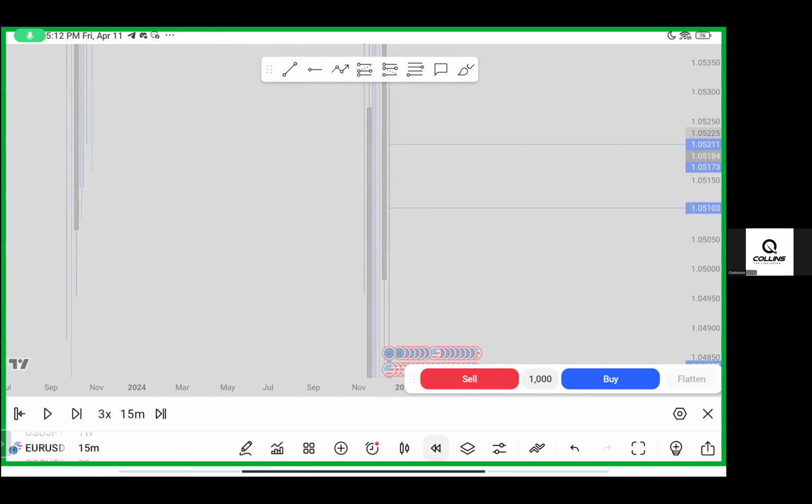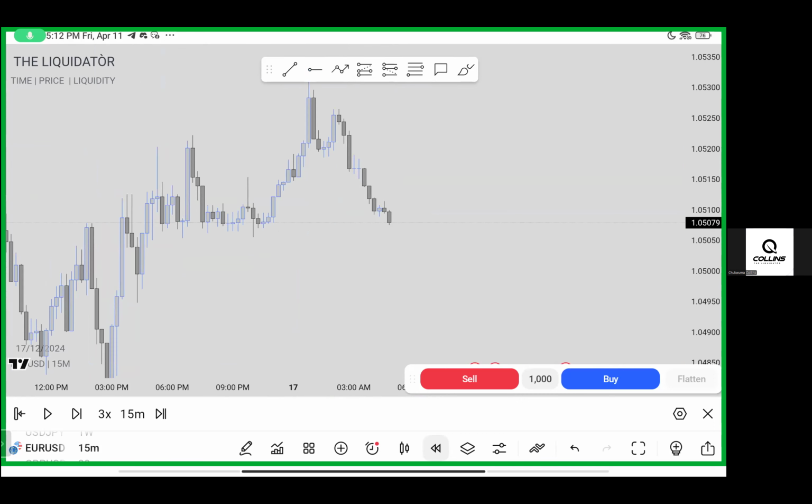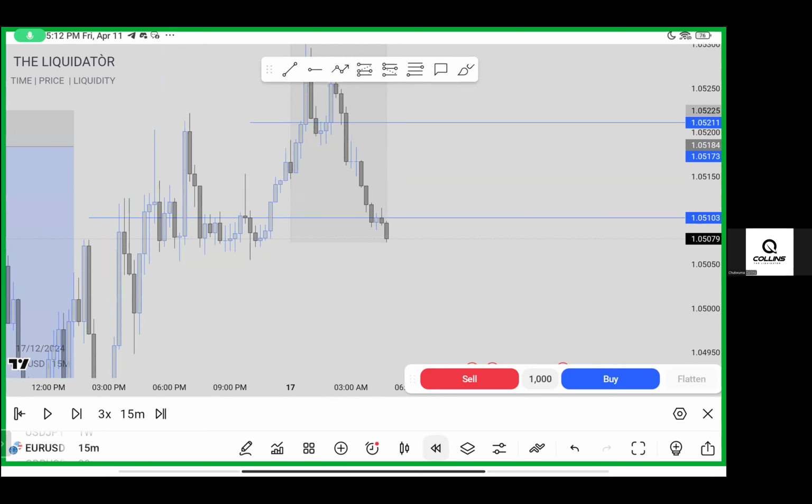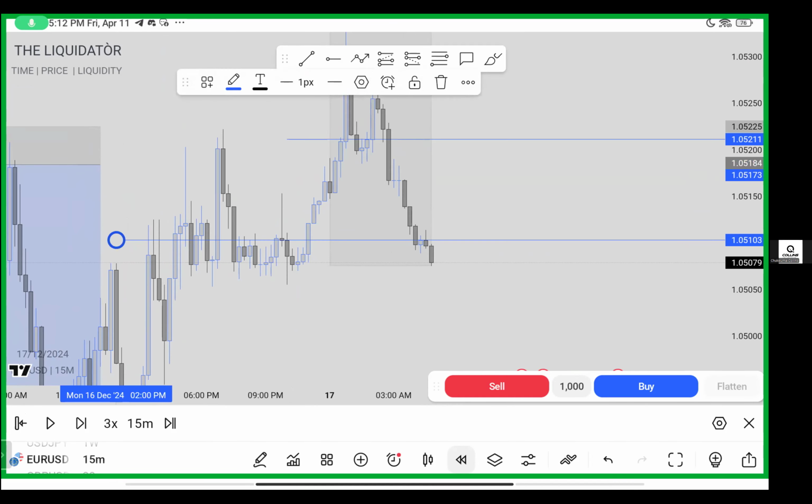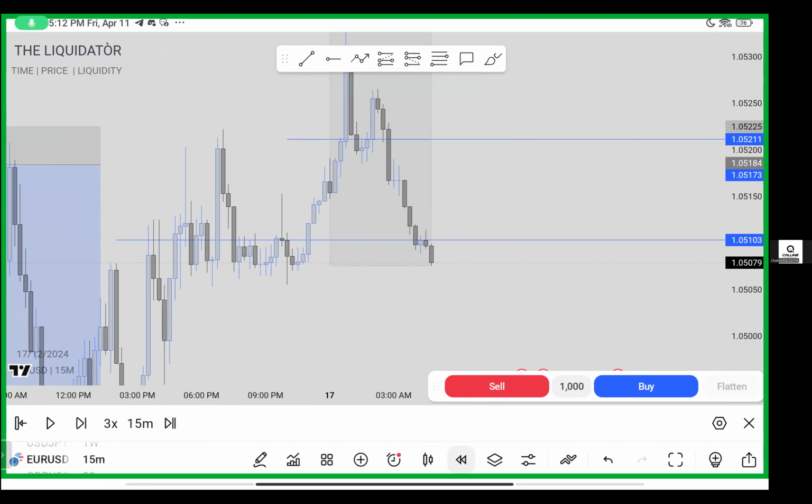So now back to the 15-minute time frame. Now, first of all, I said this was the order block, and this was the rejection block.